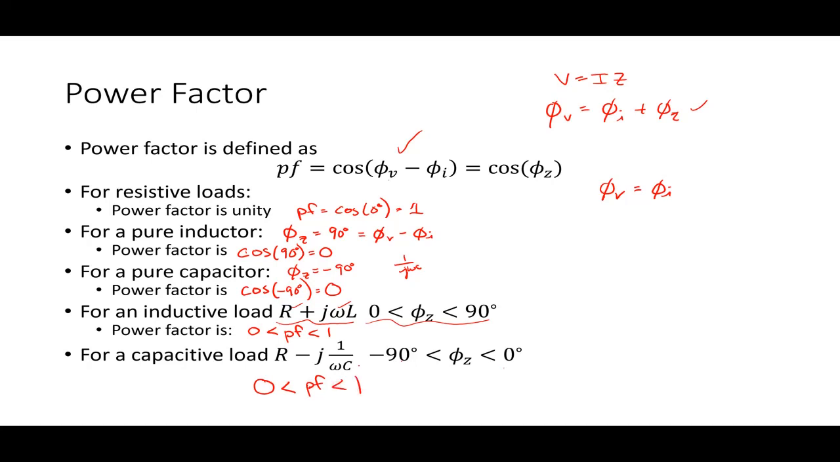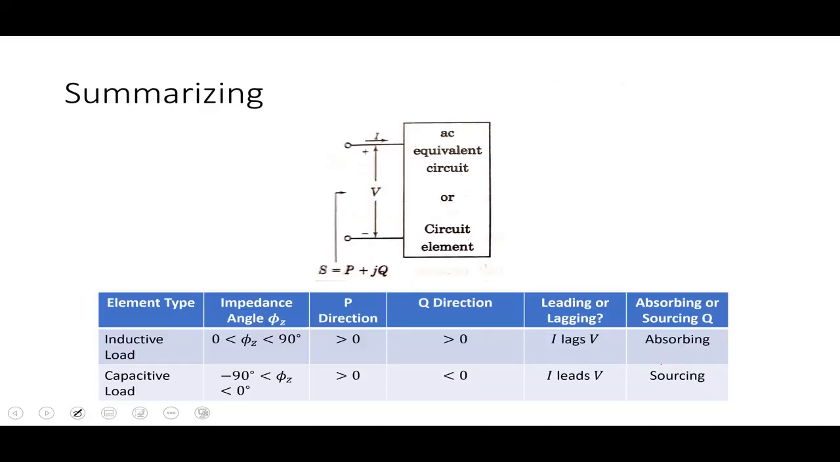To differentiate between them, I could have an inductive load with a power factor of 0.5, and I could have a capacitive load with a power factor of 0.5. Sometimes we say that inductive loads have a power factor that is lagging, because I lags V. And in the case of a capacitive load, we sometimes say the power factor is leading, okay?